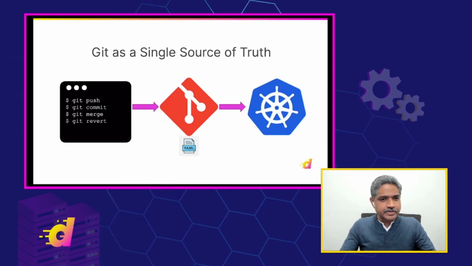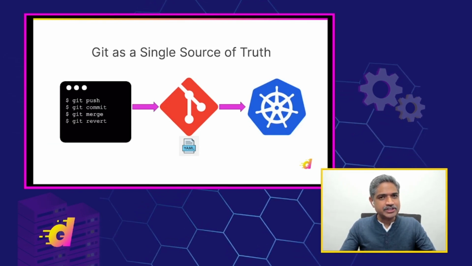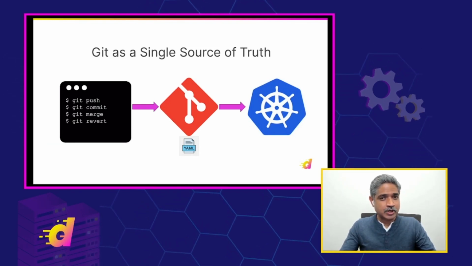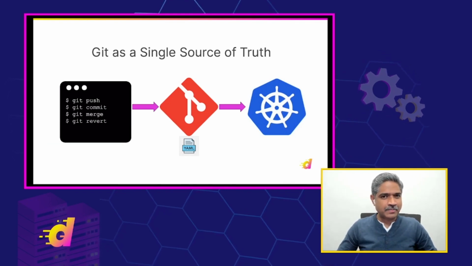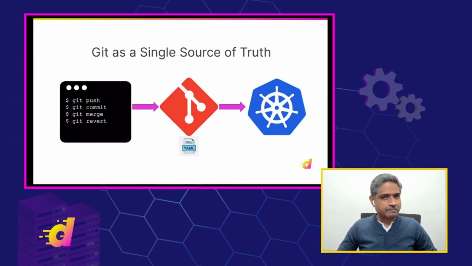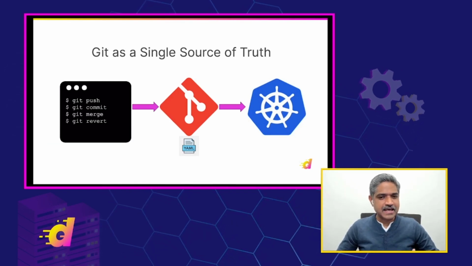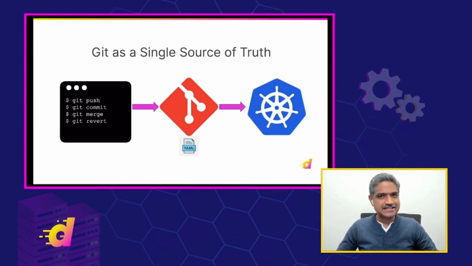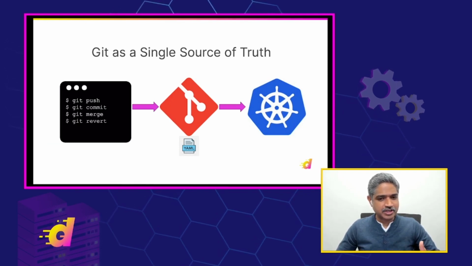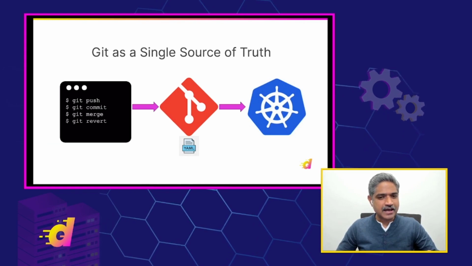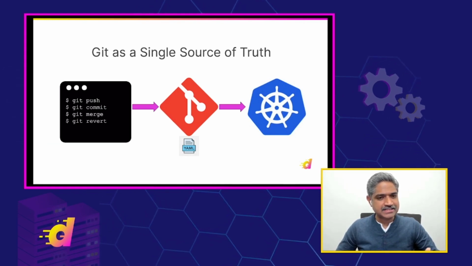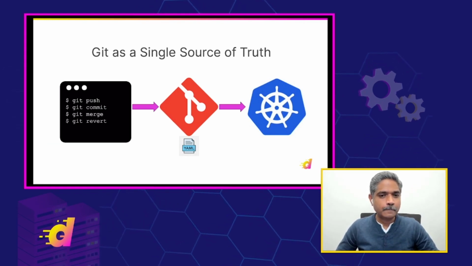GitOps is becoming the next generation in infrastructure as code concept. We have seen Terraform and Ansible playbooks, Puppet, Chef, CloudFormation templates. Now think of GitOps as the next generation of infrastructure as code, where we are leveraging Git as a single source of truth and maintaining all the artifacts centrally in a repo.